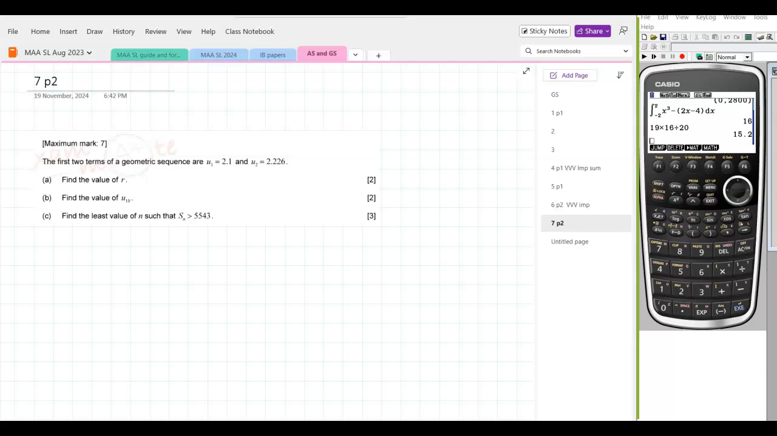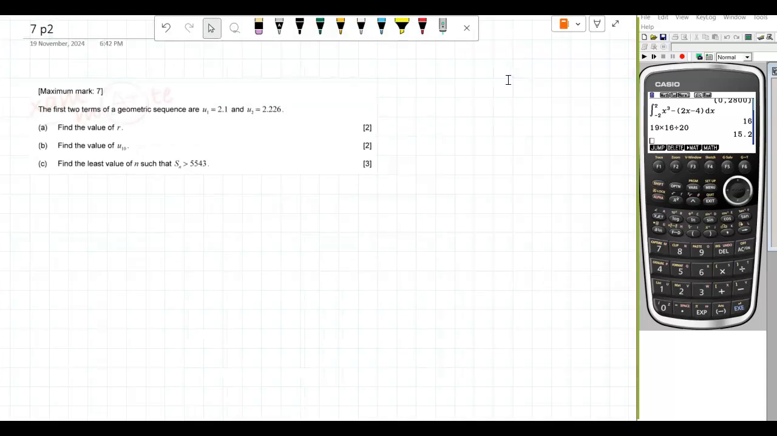So what will you do in this case? So r is equal to second term upon first term, correct? 2.226 divided by 2.1. So please use your calculator when such things are there in exams, so that you save time for the tougher sums in the end. Are you following that? Because you'll need to save time. So 1.06.